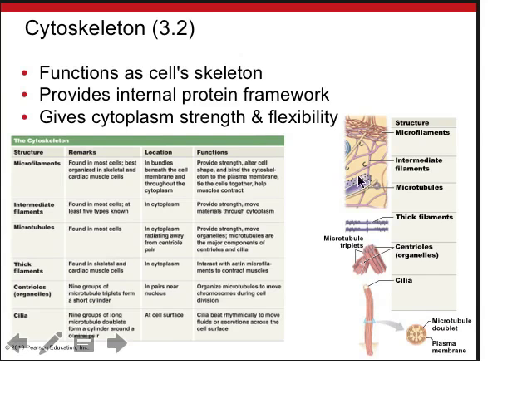Okay, so you can see some of them diagrammed out here: microfilaments, intermediate filaments, microtubules, thick and thin filaments, centrioles, cilia. And what I want you to do is review this material because it's important, and it may appear on a quiz or on a test or in your homework.